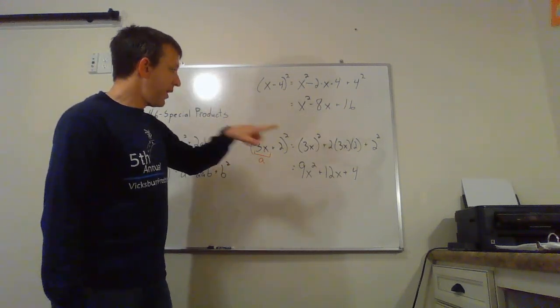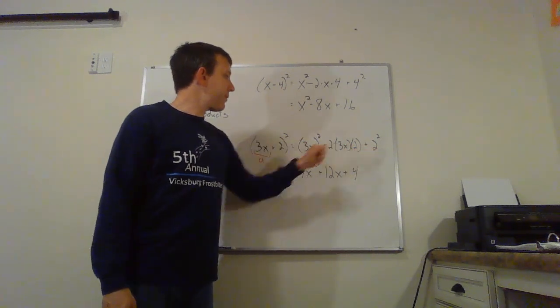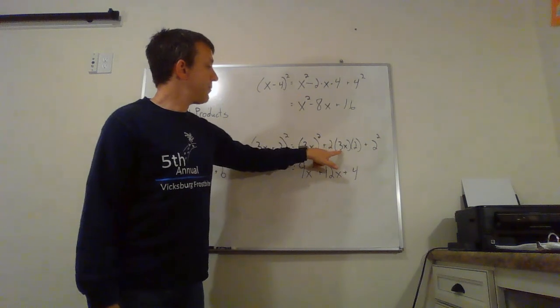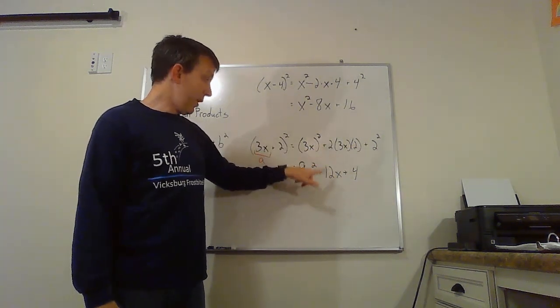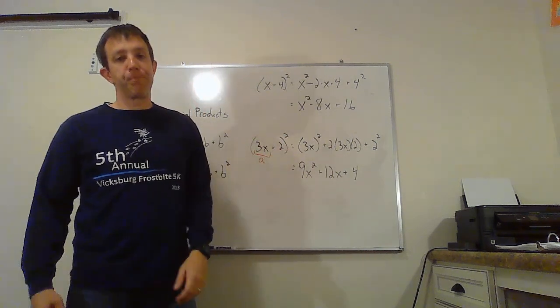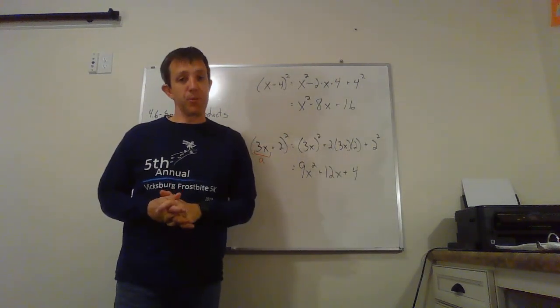Anyway, so we go down the line, plug in the a's and the b's. This extra 2, that's just part of the way it works. 2 times 3 is 6, times 2 is 12. There we go, I can multiply. So we have 12x and 2 squared is 4. And so those are your binomial squares.